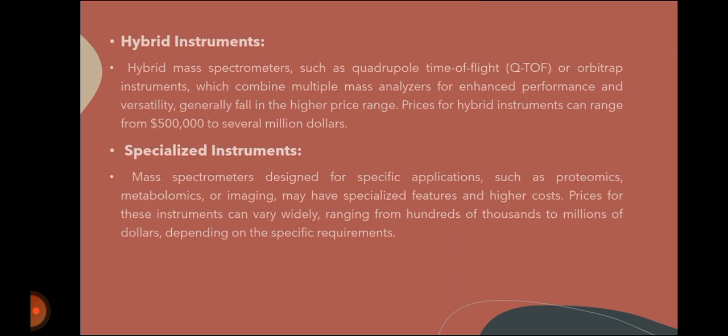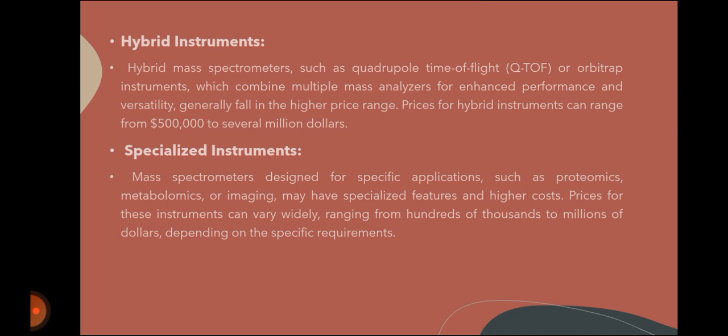Then hybrid instruments. Hybrid mass spectrometers such as quadrupole time of flight or ion trap instruments, which combine multiple mass analyzers for enhanced performance and versatility, generally fall in the higher price range. Prices for hybrid instruments can range from $5 lakh to several million dollars.